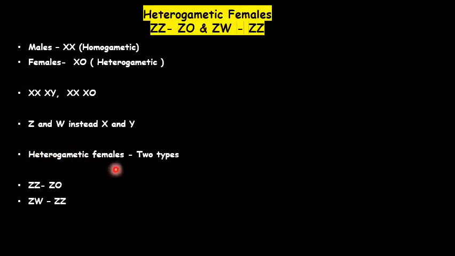So the heterogametic females are of two types. Like XX, XY, XX, XO, we are going to use Z and W, remember? So we have ZZ and ZO, and ZW and ZZ. So this we will be seeing a little later.